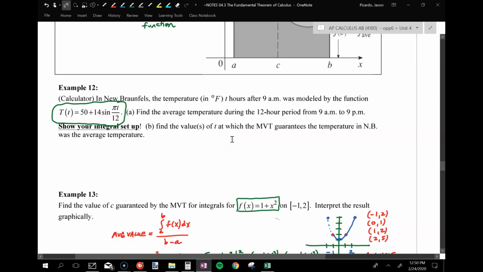So what are we going to do? Well, we want to know the average value. And we said that the average value is equal to... now guys, by the way, you all understand that calculus doesn't understand time, right? So time started at 0 and ended at 12.